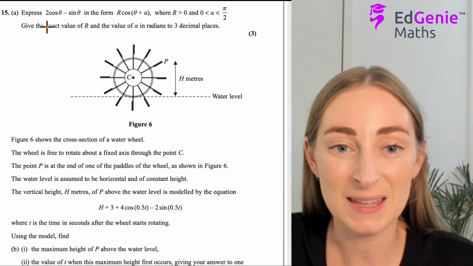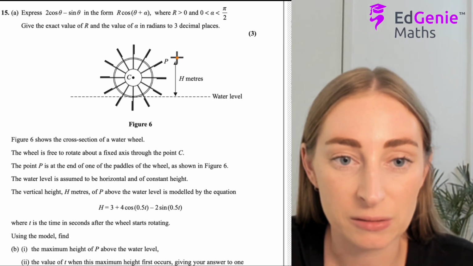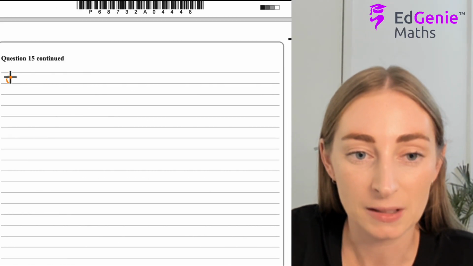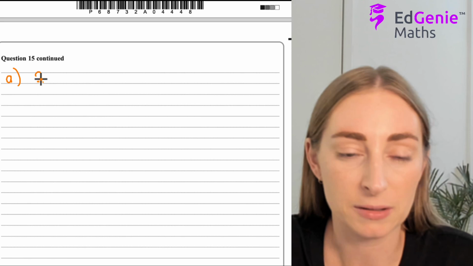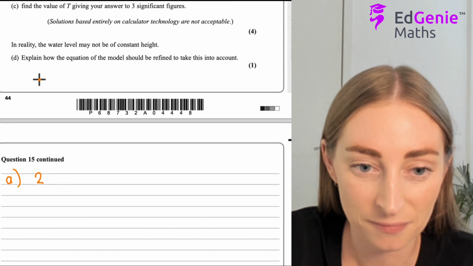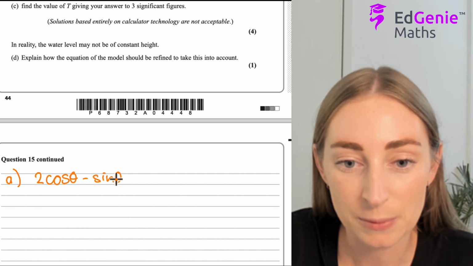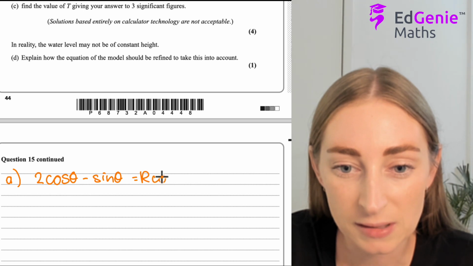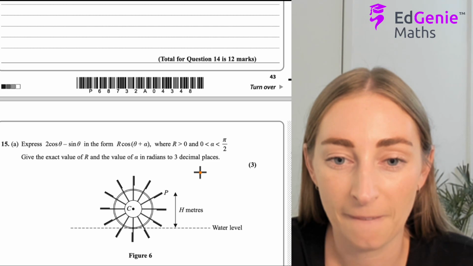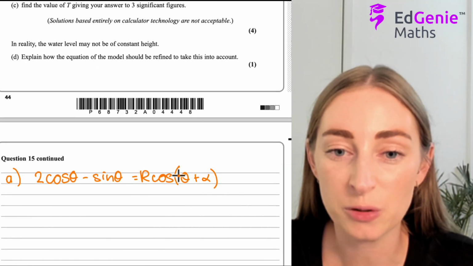So express this in this form. Okay, so we know how to do this. Let me just write out the question again down here. We had, can't even remember, 2 cos theta minus sine theta. And we want it to be our cos, was it theta plus, yeah, theta plus alpha.